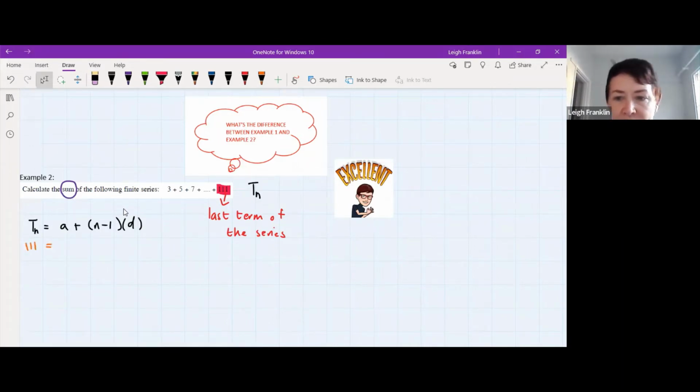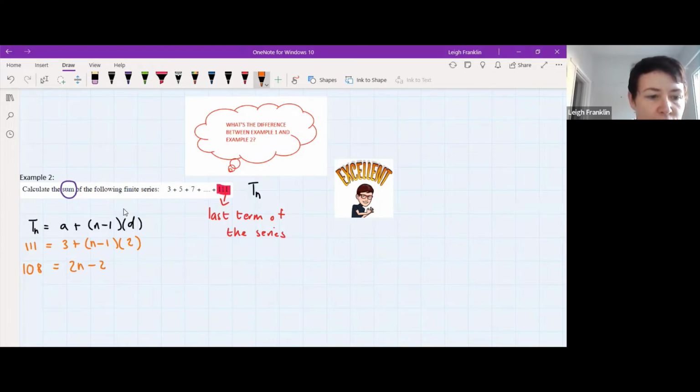The value of a is 3. n is what I'm trying to calculate. I want to know how many terms there are in this series. And the difference here happens to be 2. So now I'm going to expand my brackets. What I always do is take the 3 over to the other side, so I subtract 3 from here, which leaves me with 108. Multiplying my 2 into my brackets, I've got 2n minus 2. So add 2 to the left, add 2 to the right, and that means 2n equals 110. Divide both sides by 2 and n is 55.